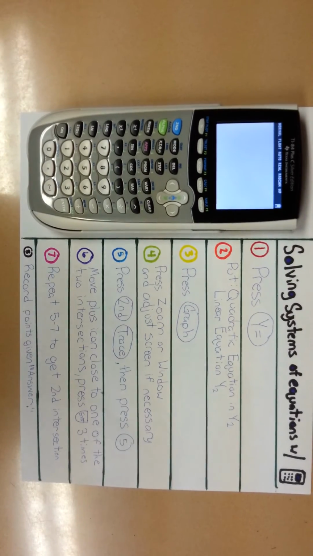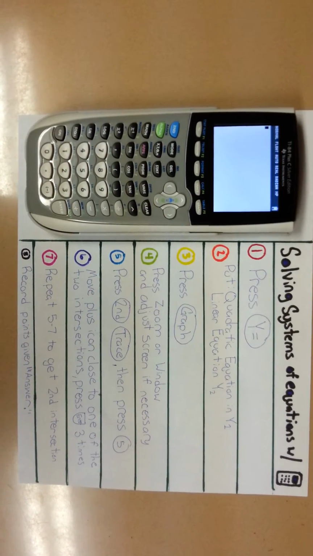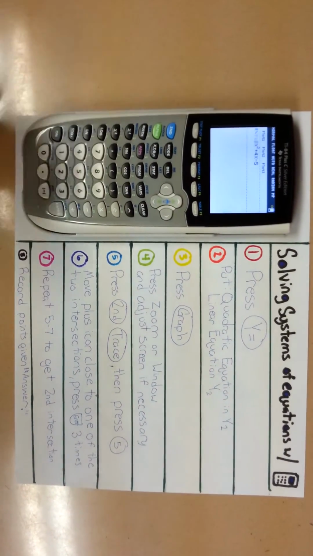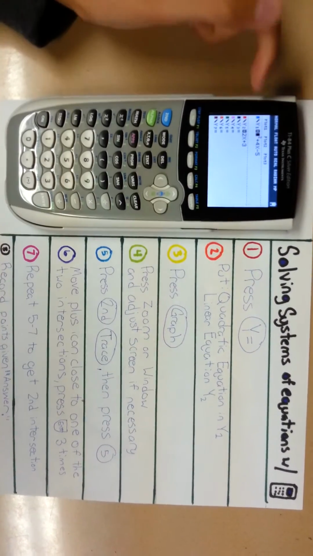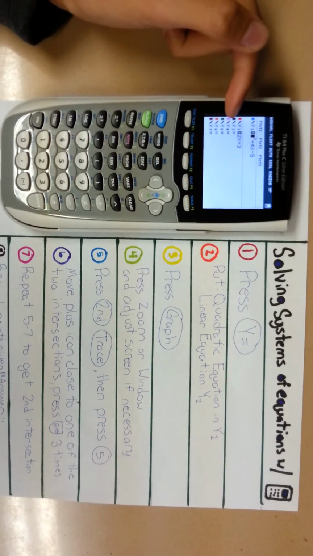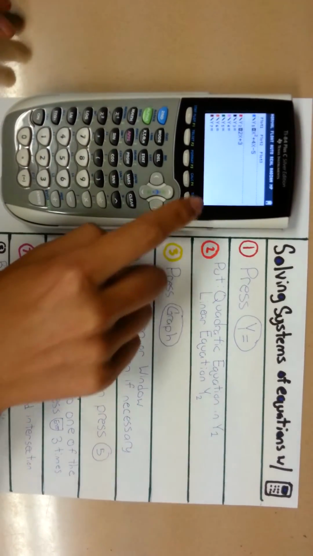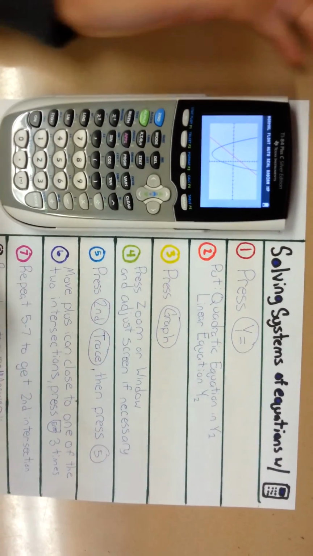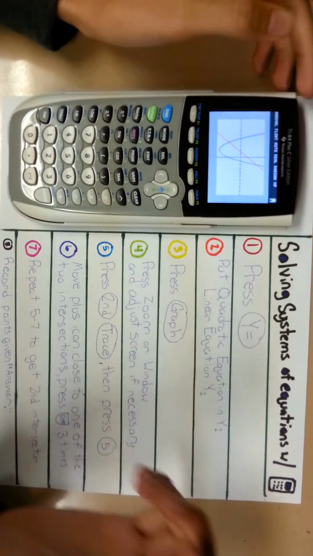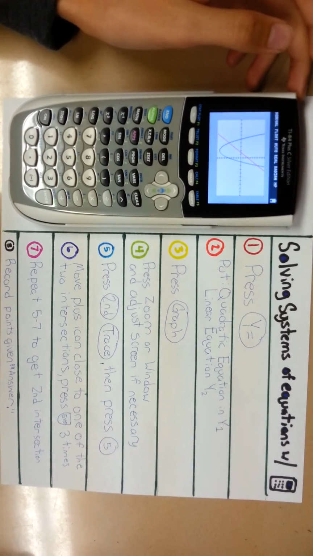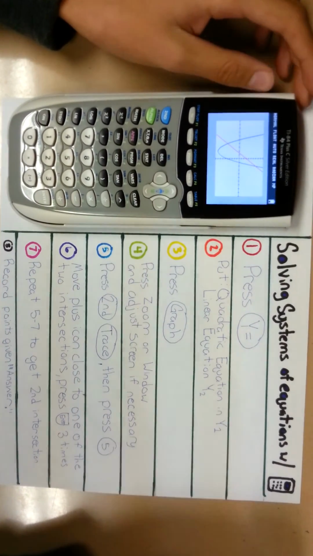Solving systems of equations with a calculator. Step 1. Press y equals. Step 2. Put the quadratic equation in y1 and the linear equation in y2. Step 3. Press graph. A line and a parabola should appear. Step 4. Press zoom or window and adjust the screen if necessary if you can't see either one.